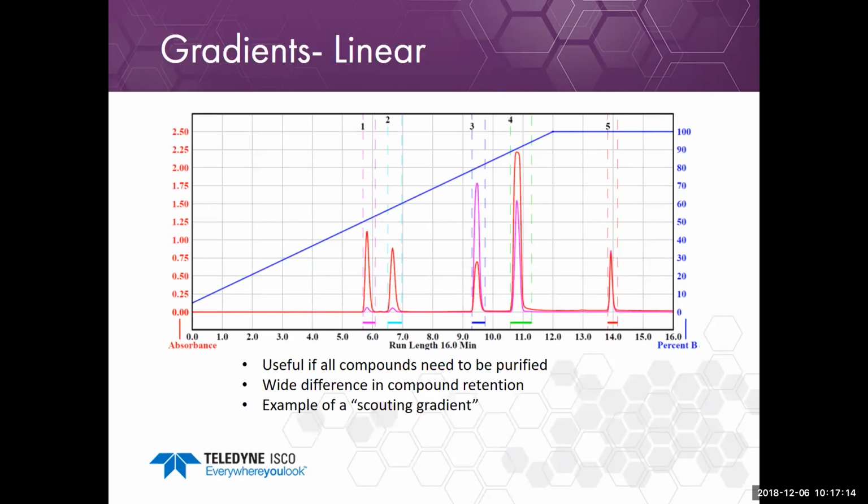The gradient I have here is an example of what I term a scouting gradient. So the scouting gradient starts at some low % B and goes up to some very high % B, typically 95 or 100% B.